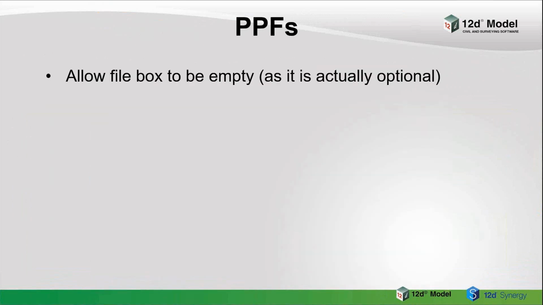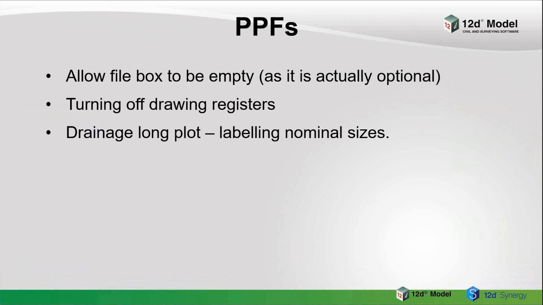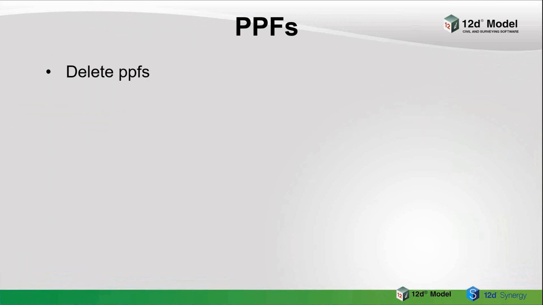Now PPFs, the plot parameter files: you never had to write one out, but the file box itself didn't show it was optional, so people thought you always had to type something in. We've now made it greyed out, showing it's optional. You can also now turn off drawing registers without having to get rid of the whole thing. And on the drainage long plot, you can now label nominal sizes. Just a couple of bits and pieces.